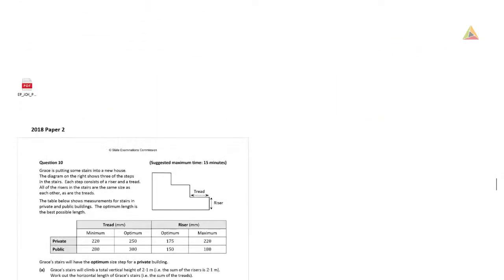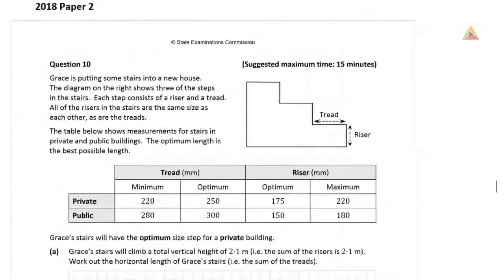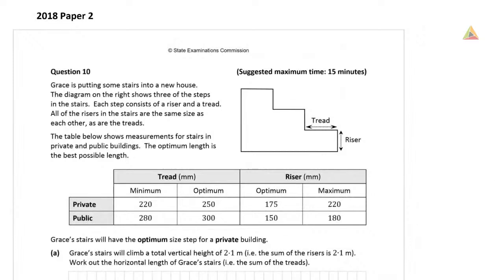Okay, so we're going to go on to 2018 paper 2. So this is a trigonometry question, and this is question 10. Okay, so Grace is putting some stairs into a new house. The diagram on the right shows the three of the steps in the stairs. Each step consists of a riser and a tread. So you can see it on the diagram there. So a riser and a tread.